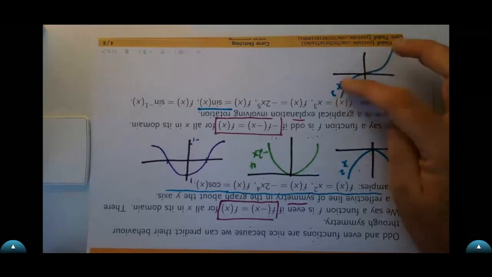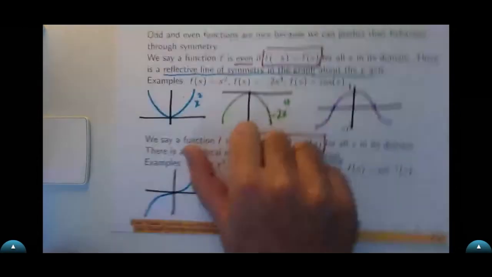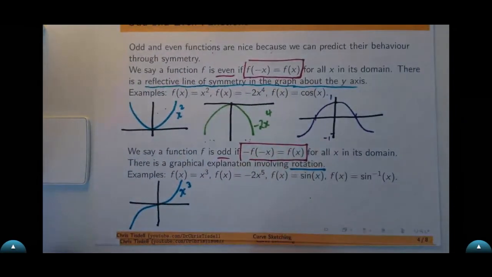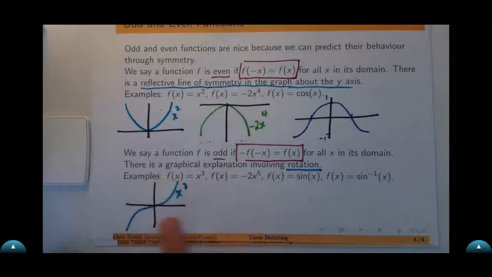I'm ignoring the axes here, but you still get the same shape of the curve. Okay, if that's true, then the curve, or the function, is odd. So with this one, it's reflection. With this one, it's rotation.